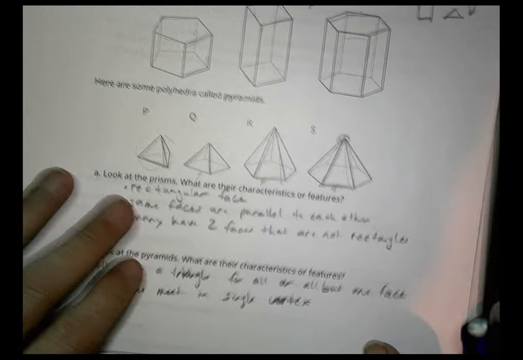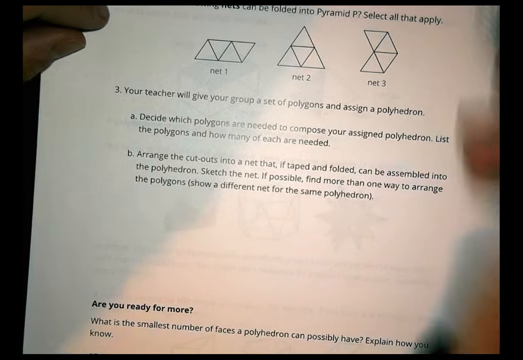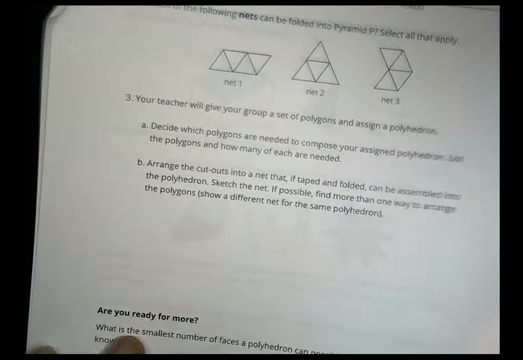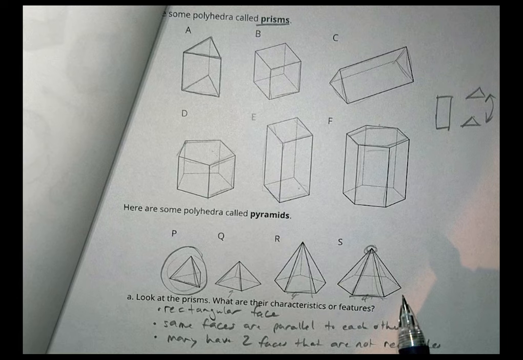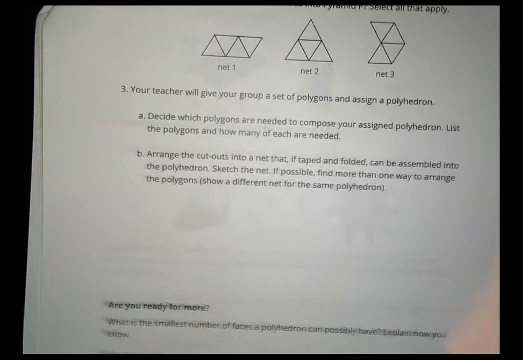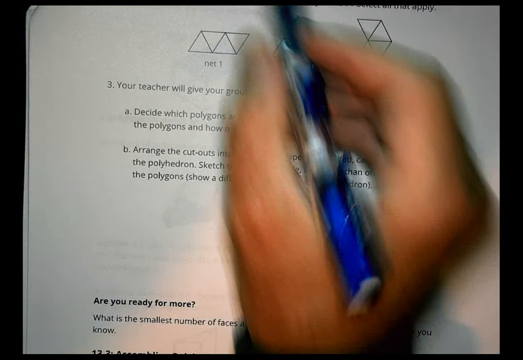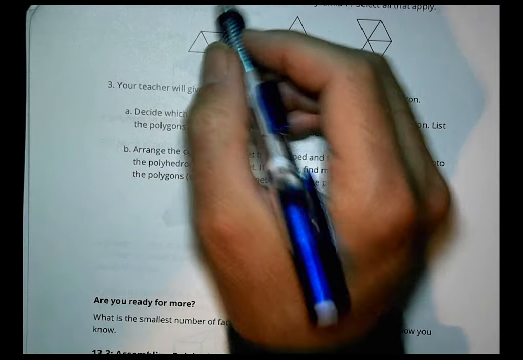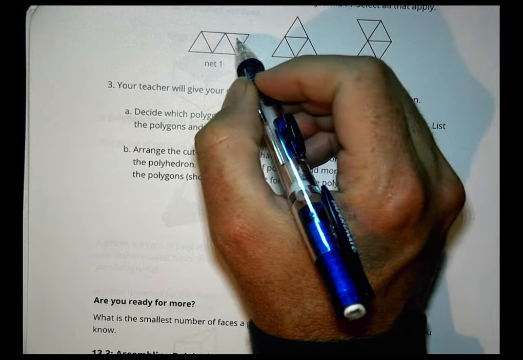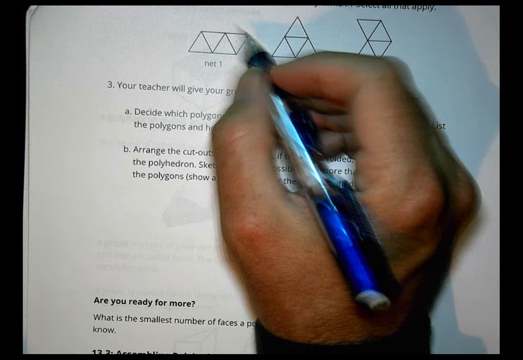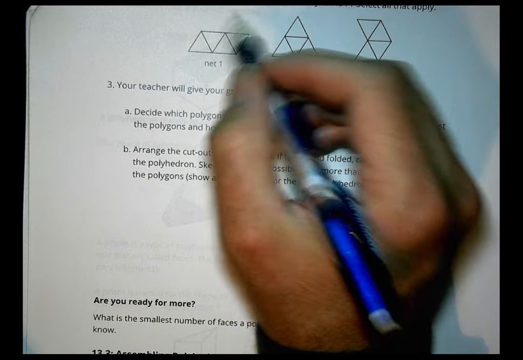So now we turn the page and we have a question that says, which of the following nets can be folded into pyramid P? Select all that apply. Pyramid P was this one right here, our triangular pyramid. So which one of these can be folded into pyramid P? Now a net is like a fishing net that you toss out, it covers an area. The idea is that I'd be able to take each of these pieces and fold it in a way where it would cover that pyramid P.